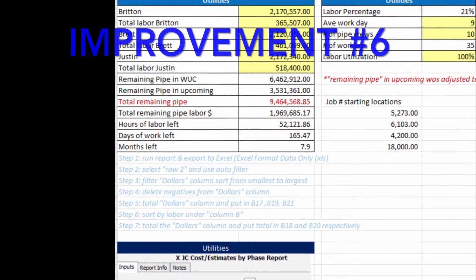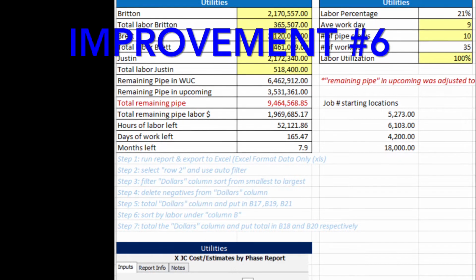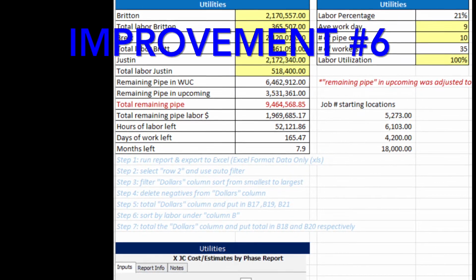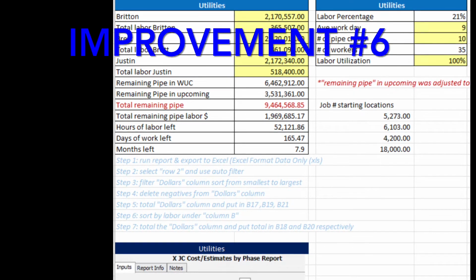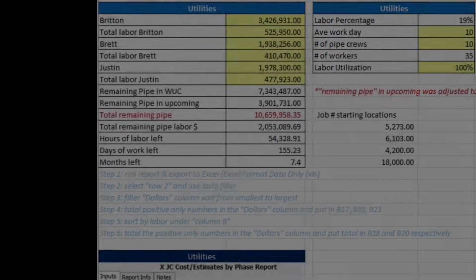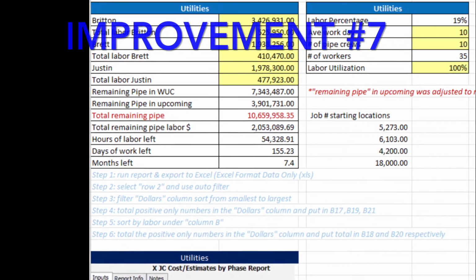Now I was able to start making some actual improvements because it was clear enough. If you look at the bottom, I went from 8 steps down to 7 steps. I figured out that I was over processing and that I had too many steps, and I was able to actually start shrinking the process. 7th improvement, I was actually able to take the steps down from 7 to 6 because I found more over processing.